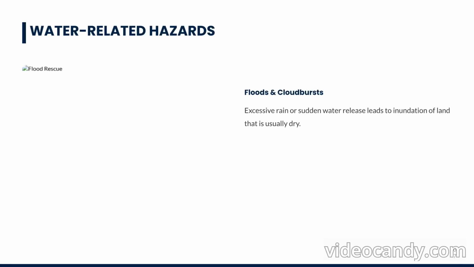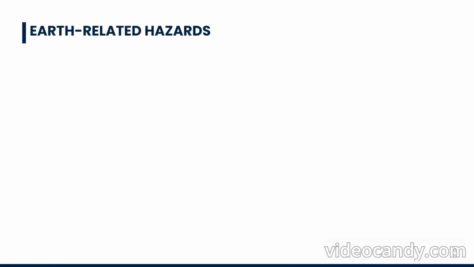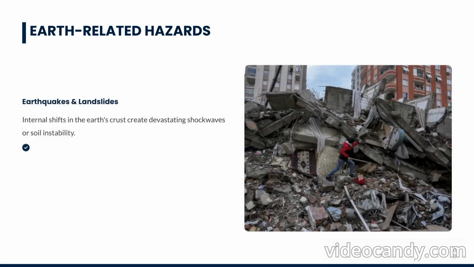Water-related hazards, such as floods and cloudbursts, result from excessive rain or sudden water release, leading to inundation. Impacts include the loss of crops and livestock, waterborne disease outbreaks, and mass displacement. Earth-related hazards like earthquakes and landslides are caused by internal shifts in the Earth's crust, leading to shockwaves or soil instability. These events result in building collapses, fires from gas line breaks, and road blockages.